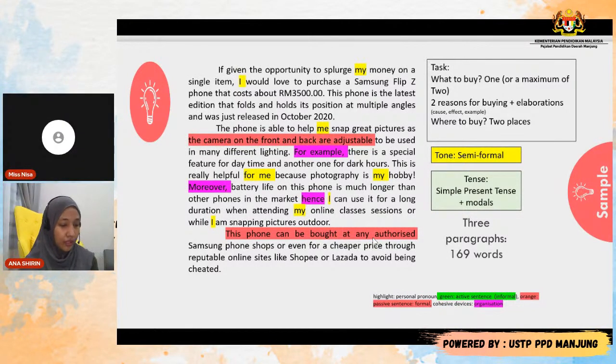Before I go on, Miss Anna, dengar tak? Dengar, dengar. Yes.